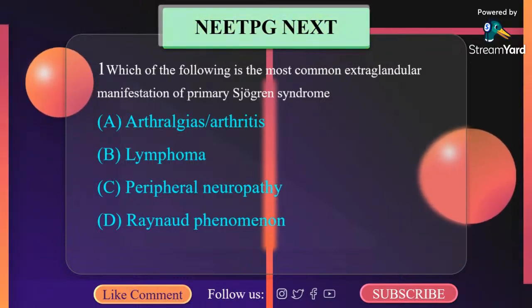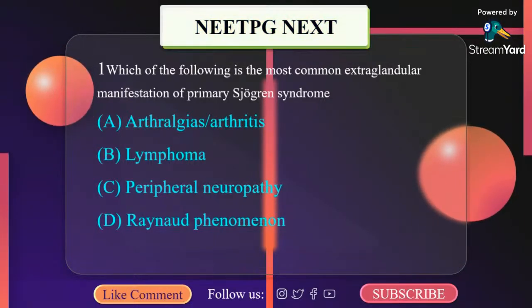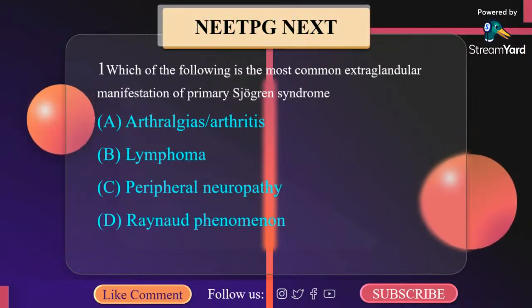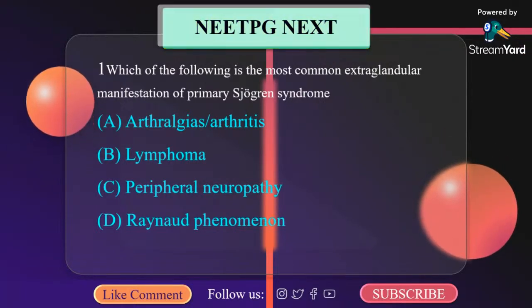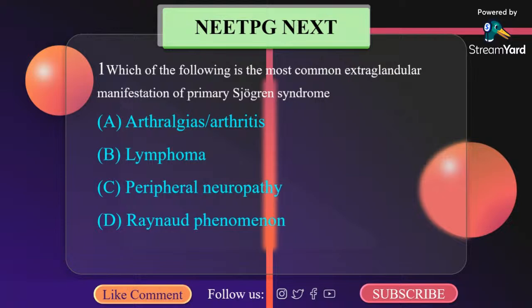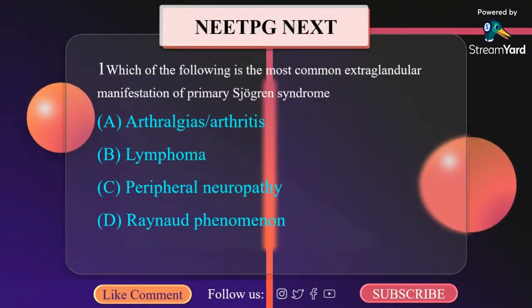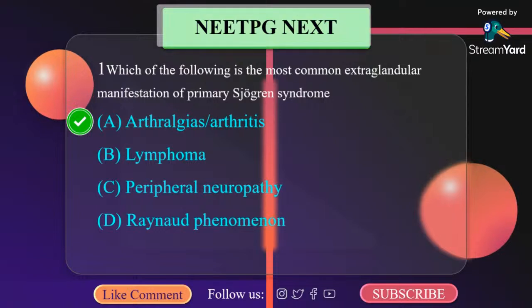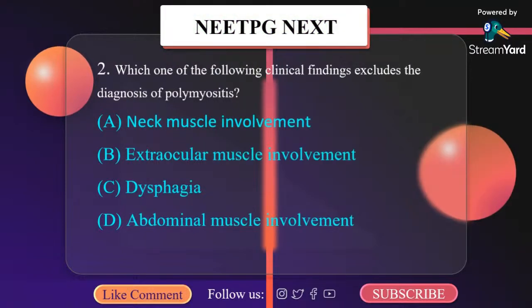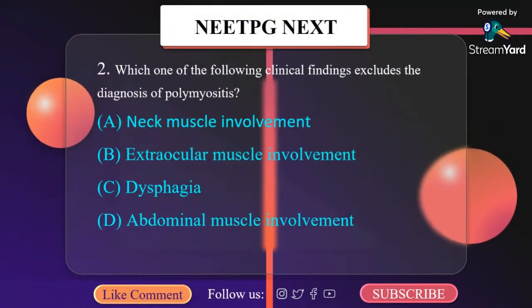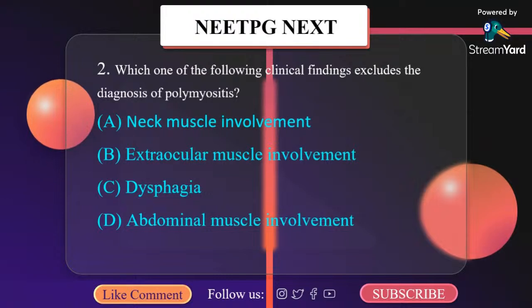Which of the following is the most common extraglandular manifestation of primary Sjogren's syndrome? A. Arthralgia. B. Lymphoma. C. Peripheral neuropathy. And D. Raynaud's phenomenon. It is A. Arthralgia. Which of the following findings excludes the diagnosis of polymyositis?